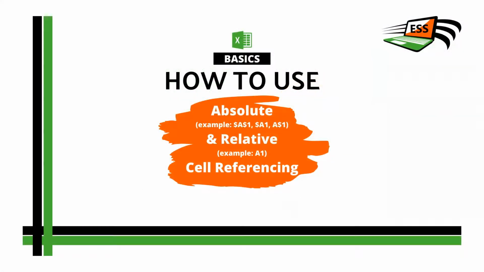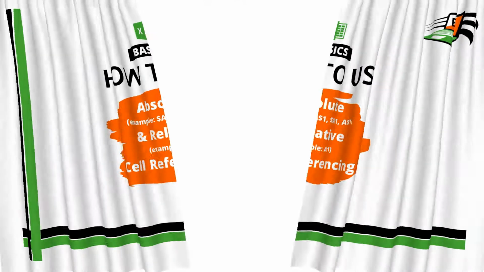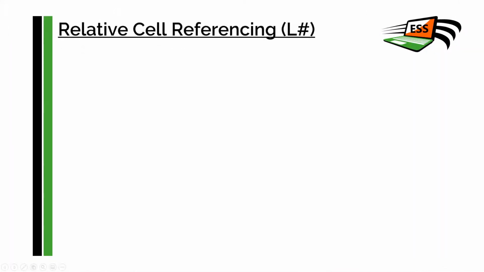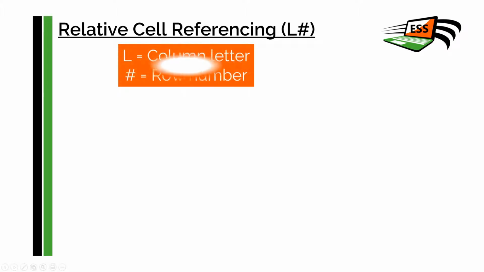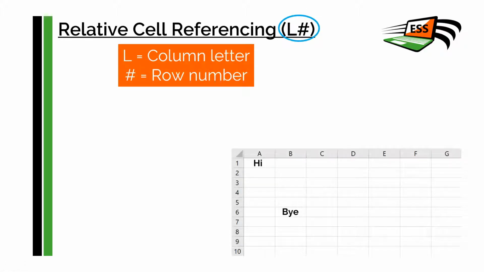There are two types of cell referencing, one being absolute and the other relative. Relative cell referencing. So before we get into that detail, when you refer to any cell within a spreadsheet, you always need to refer to a column and a row. Hence, I call it the L hashtag. So if you want to refer to where "hi" is placed within a spreadsheet, you would say it is in A1. "Bye" is in B6.